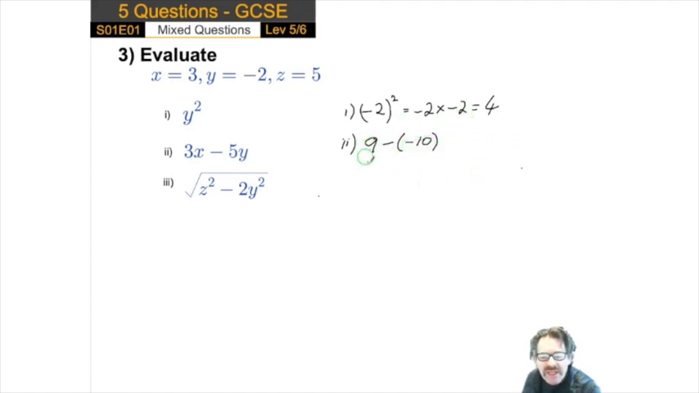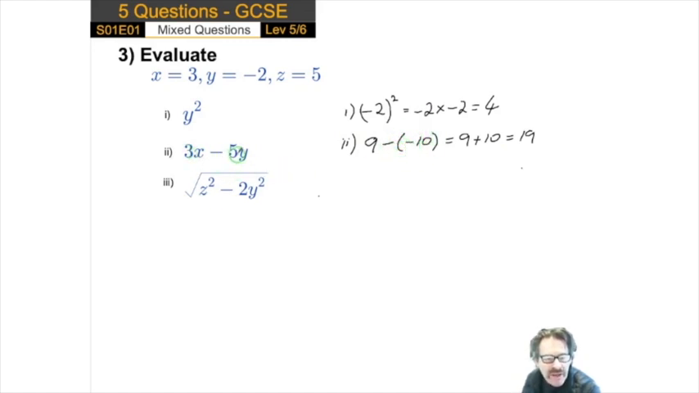Now, if you're taking away a negative number, that is the same as adding the number. So it's going to equal 19. 9 plus 10, which is 19. All right. Again, if you put minus 1, you wouldn't get the mark. You might, depending on the question, get a mark if you show this negative 10.